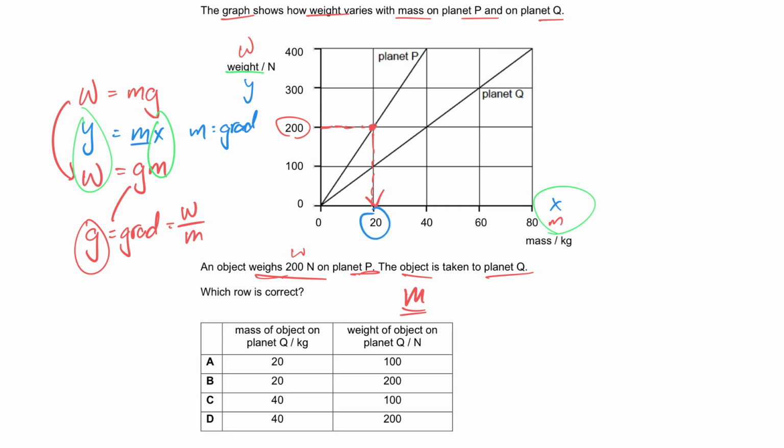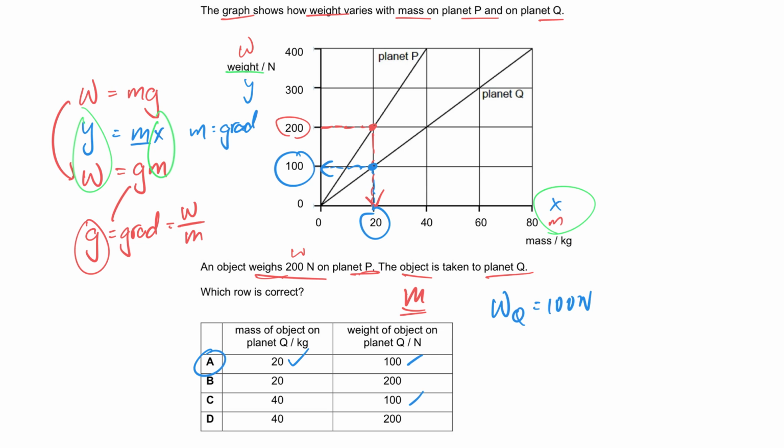Since you bring it to planet Q, you'll be using the graph for Q. The mass is still the same, 20. So now when it touches the line for planet Q, you look at the y-axis. The weight of the mass on planet Q will be 100 Newton. So this will be 100 Newton and the mass remains the same. So the answer will be A.